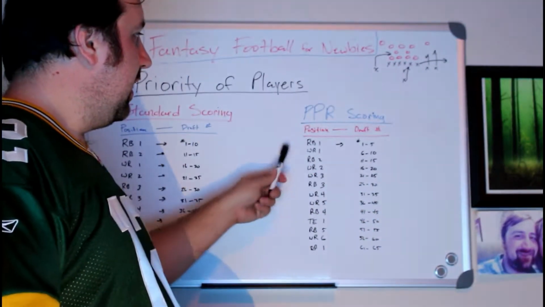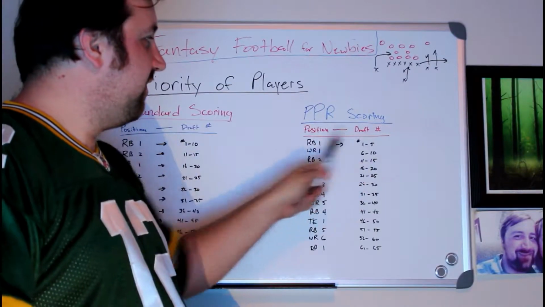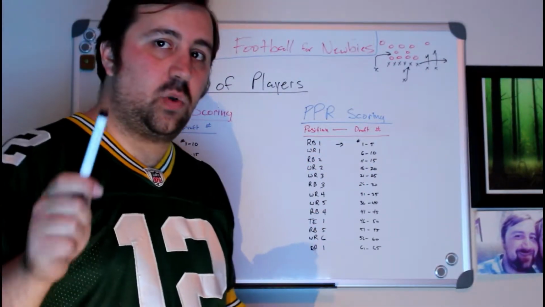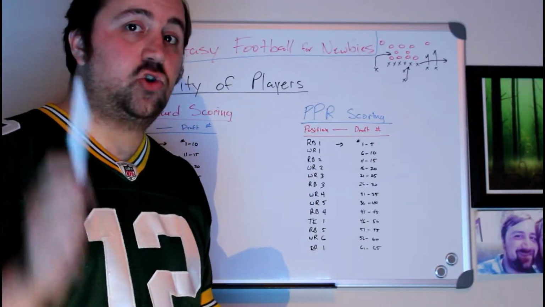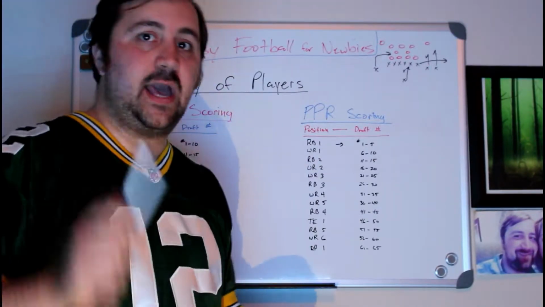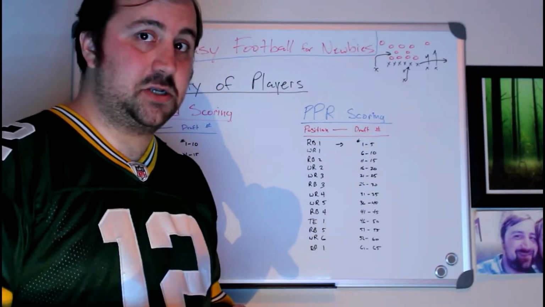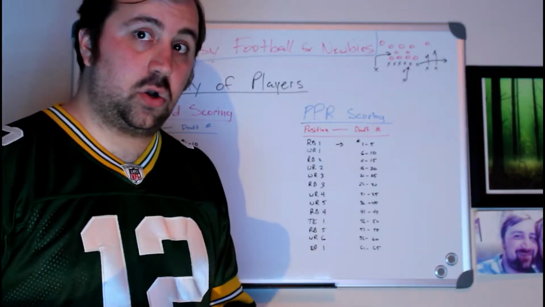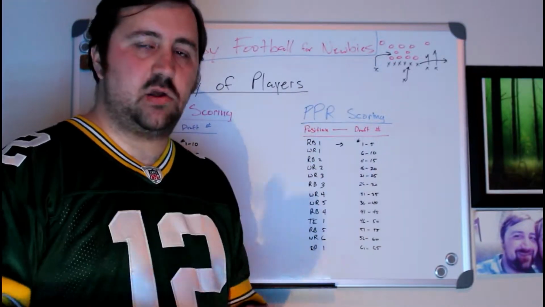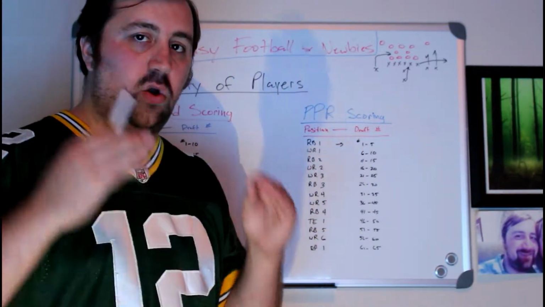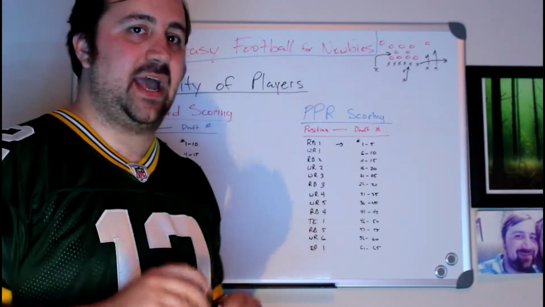So, as you notice, in the first 5 rounds, I still have the RB1s. But those are the running backs you target that are the dual threats. Those are the guys who catch the ball and run the ball, like Le'Veon Bell, David Johnson, Todd Gurley can do it as well, many others. Those are the guys that you go after early because they are the stellar dual threats.